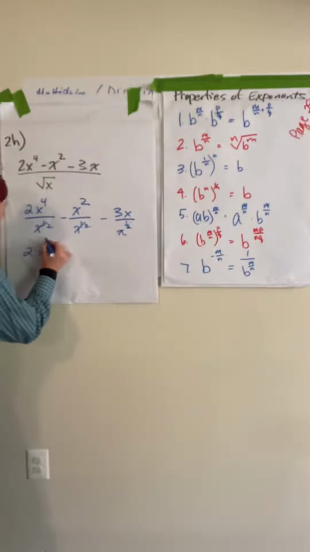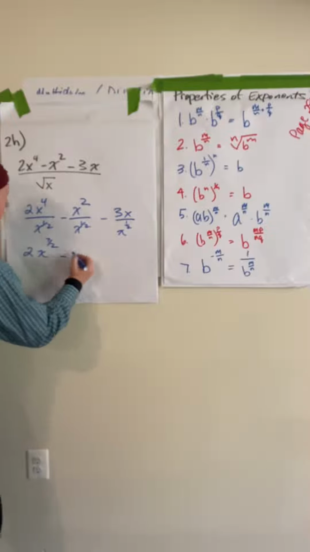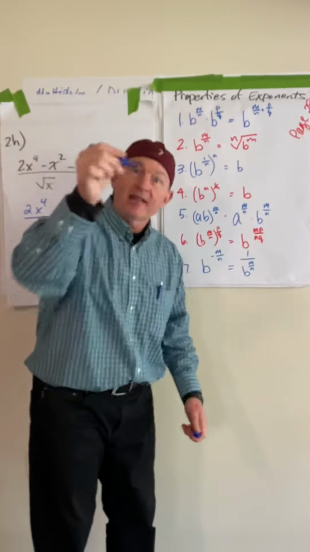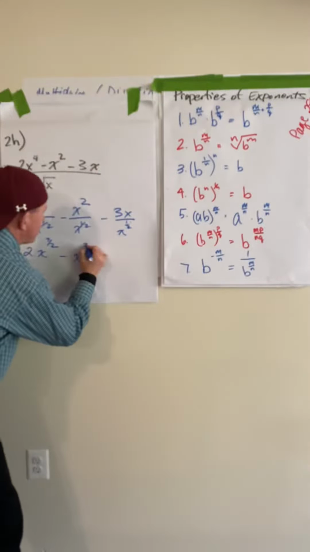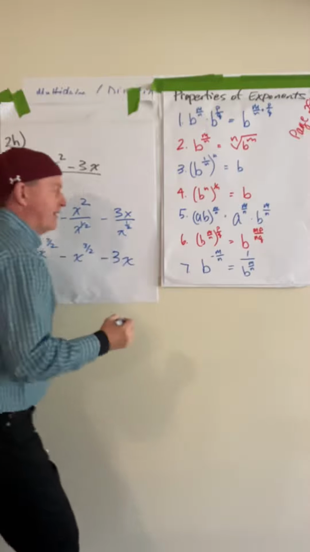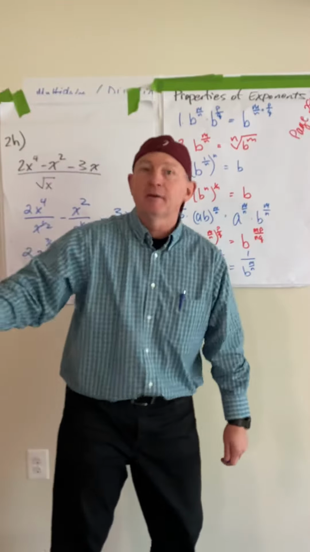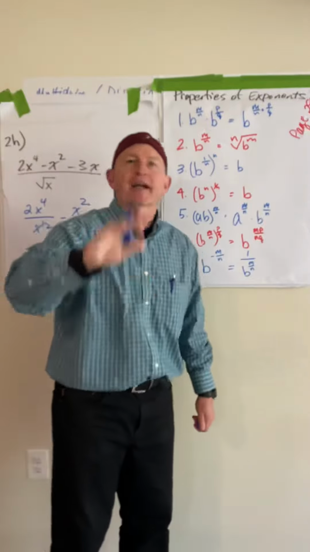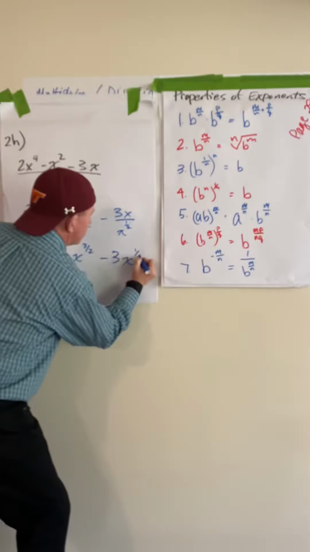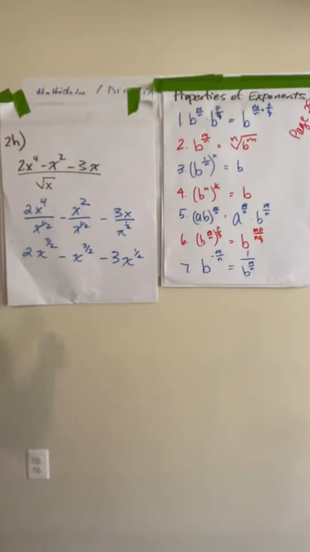That's 2x to the 7 halves minus, I'm going to have x to the 2 minus 1/2. That's 3 halves. X to the 3 halves minus 3x. Now I got to do x minus 1/2. That's 1. I'm sorry, I apologize. I got to do 1 minus 1/2. And that's 1/2. So this is the answer.